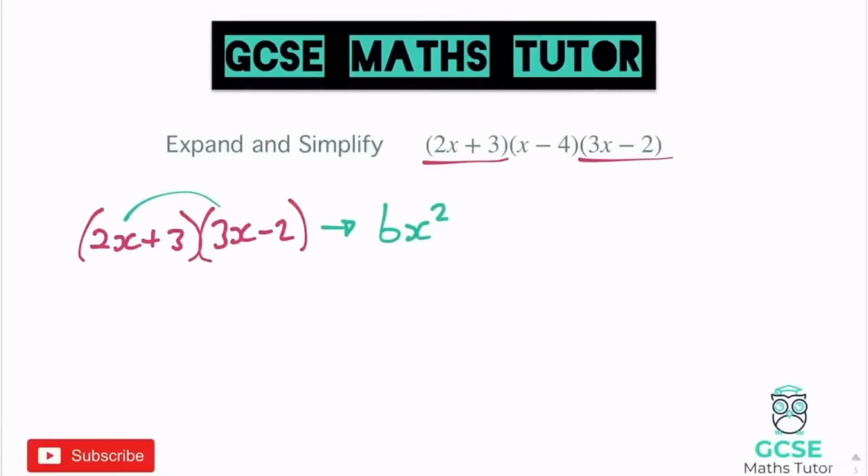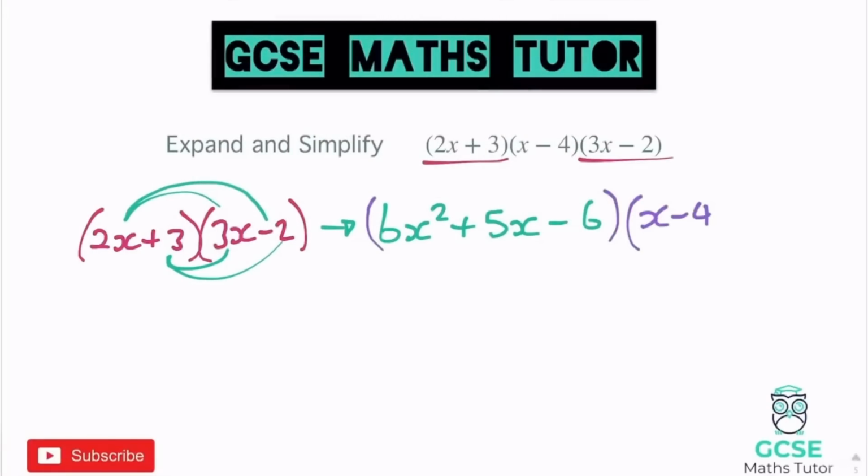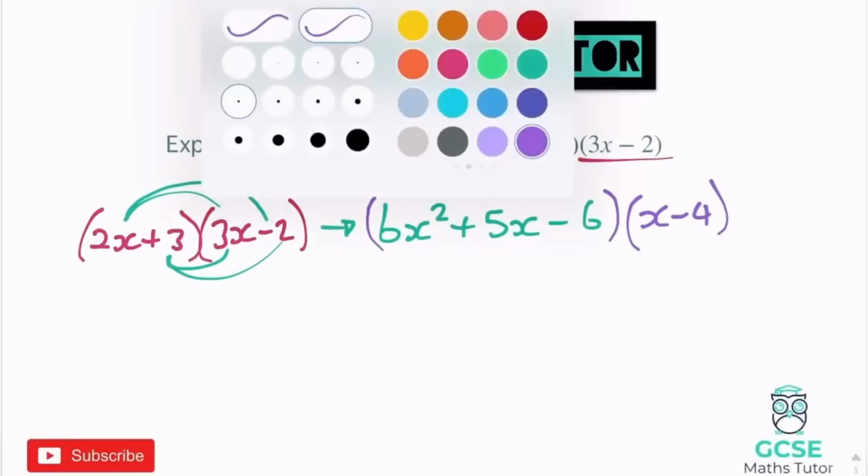And let's have a look at those middle two. So we get minus 4x plus 9x, and those middle two, so minus 4 plus 9 gives us 5x. So we're going to have plus 5x. And then we're going to get minus 6 at the end. There we go. So just save you a little bit of time if you can do this. And let's stick that in a bracket. And we're going to multiply it by the x minus 4. There we go. We can do it all from here now.